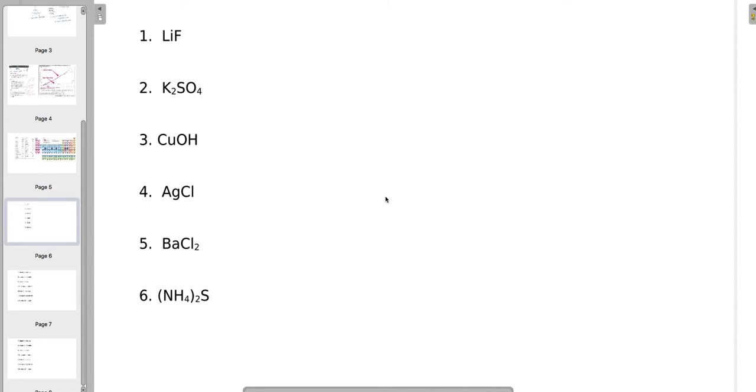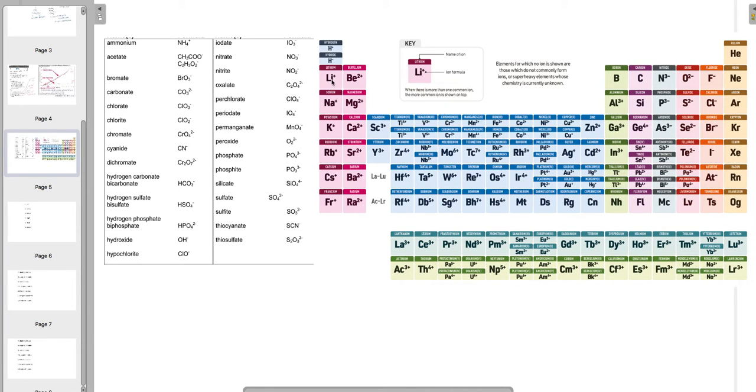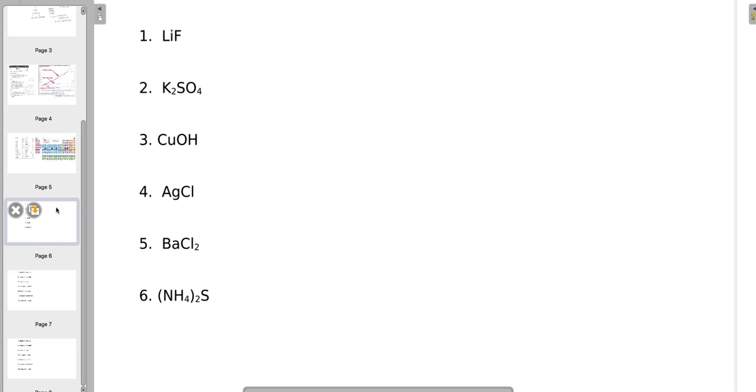Okay, and number one, the name for this compound LiF. On the periodic table, you find lithium over here, and then F is for fluorine, but you change the name from fluorine to fluoride. So this is lithium fluoride, and the fluoride comes from fluorine.